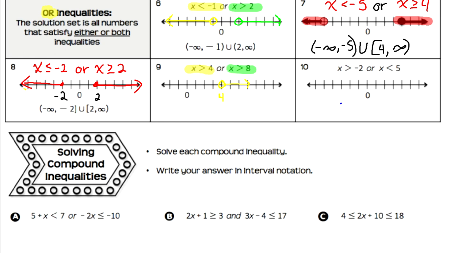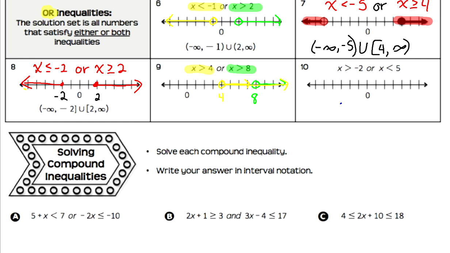x is greater than 8. So 5, 6, 7, 8 is right there. Open dot again, and this one is also going to the right. So that means that the solution set is all the numbers that are in either of those, but we can see that those overlap each other.